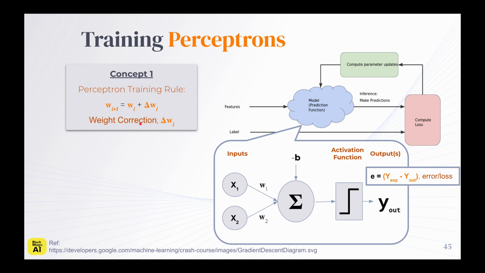That's called a weight correction, represented by this symbol delta W sub I, where I represents the particular weight of interest. We're going to add that to our initial guess of weight value, and then we're going to get a new value. Now hopefully that new value will contribute to making E smaller. So the next question is, how do we calculate the weight correction? What is it dependent on?